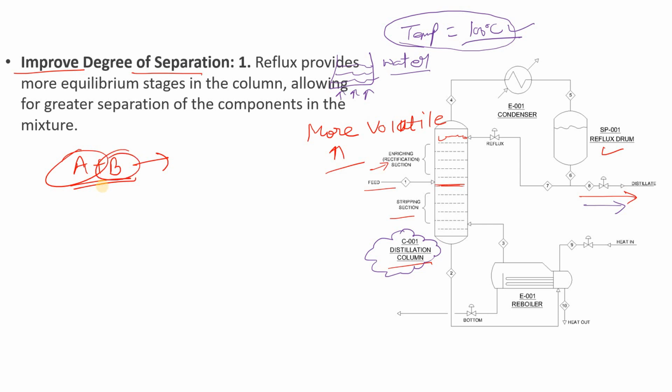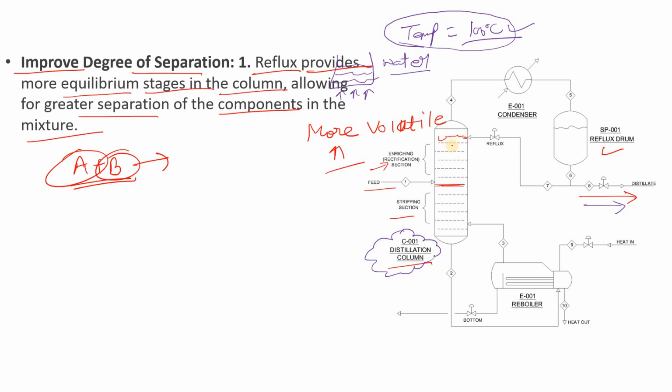If you see the oil and gas or petroleum refinery, we simply separate the components from the liquid mixture, or from the crude oil. Whenever we provide the reflux, the reflux provides more equilibrium stages in the column, allowing for greater separation of the components in the mixture. Why? Because this was your vapor which you condensed, and then again you are sending that condensate to the top of the column.